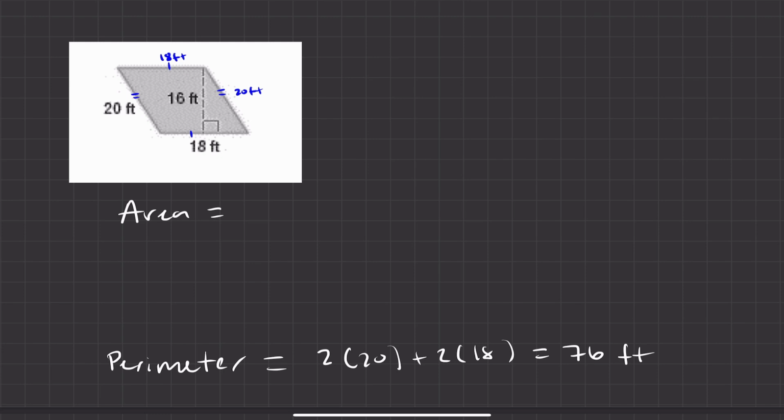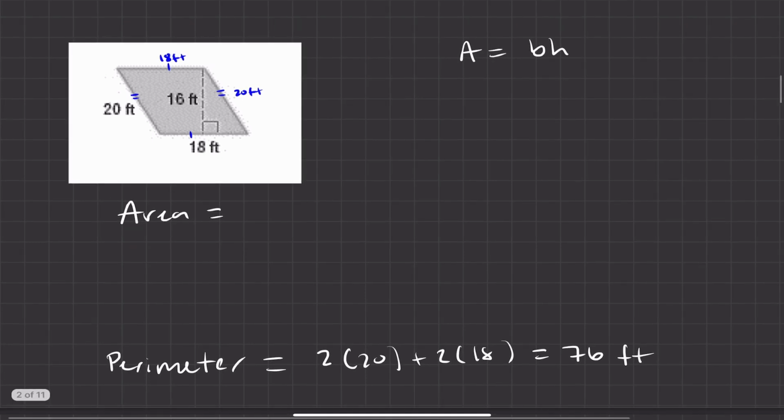And then to find the area, the area formula for a parallelogram is A equals base times height. So what's the base and what's the height? Those two segments must be perpendicular to each other. So this is the base and that's the height. This is not the height. That's the slant height.